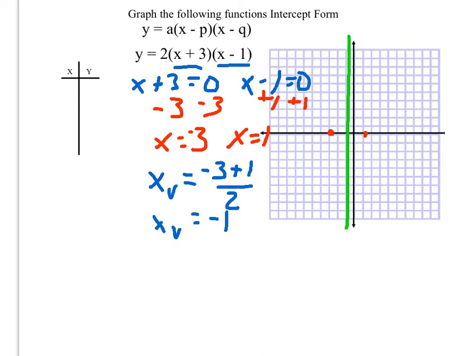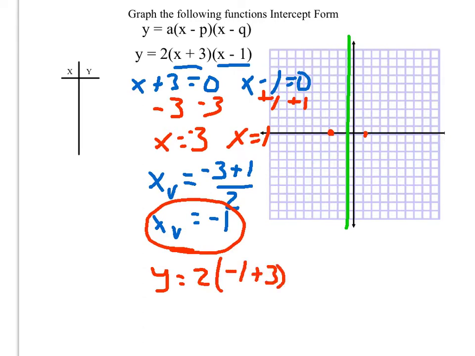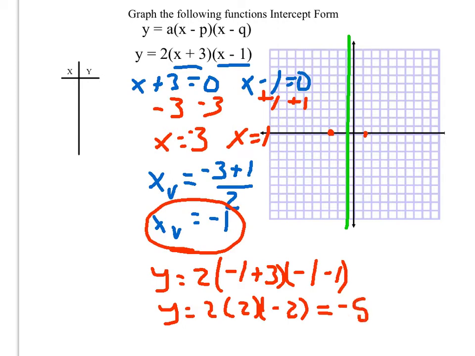And we are going to find the y-coordinate the same way we always find the y-coordinate, and that is by plugging in our value of x. So we have y equals 2 times negative 1 plus 3 times negative 1 minus 1. So y equals 2 times 2 times negative 2. So when we do the math on all of that, we will have the y-coordinate of the vertex at negative 8. So we can go ahead and plot that point right down here.